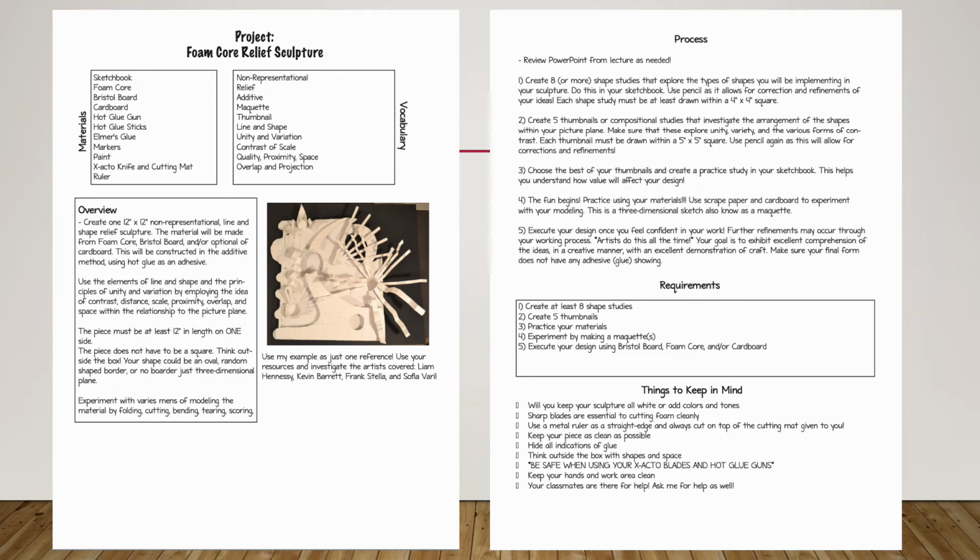The project handout includes all of the materials they will need to successfully complete the sculpture. It lists vocabulary words as well that relate to the project and are included in the PowerPoint in the previous slide. I mentioned the overview, process, and requirements that must be evident in the project. I also go over important information, such as reminding them to always be careful to use sharp blades and that glue guns can burn them.